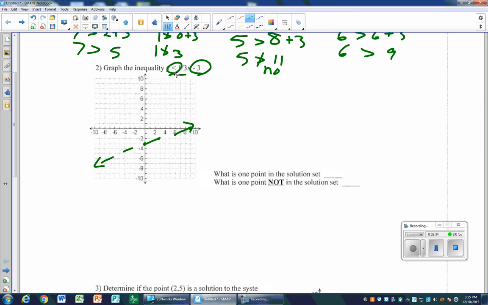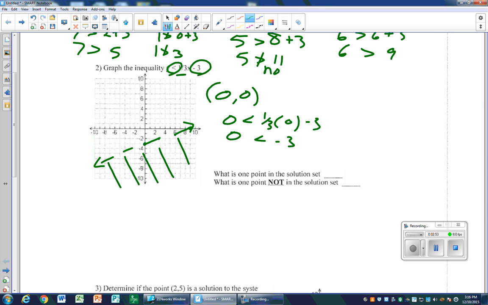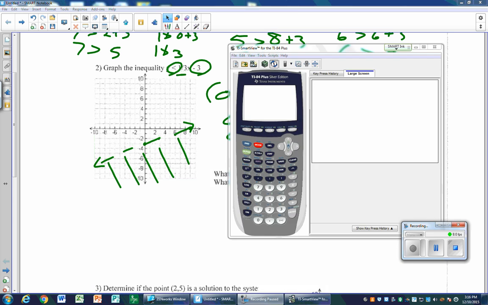Now the shading. Again, two ways. You pick a point like 0, 0 and plug it in. Is 0 less than 1/3 of 0 minus 3? Is 0 less than -3? No, it isn't. Absolutely not. Having zero money is better than, or greater than, owing someone $3. Now let me pull up the calculator. I'll show you the second way.